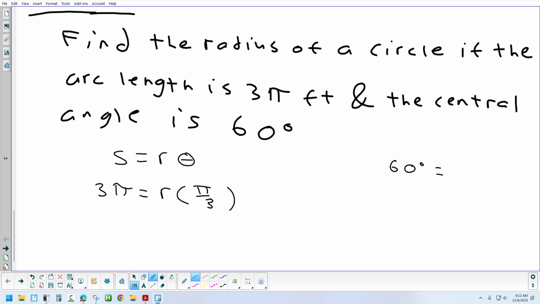Okay. All right, so now we got to get R by itself. How about, Layla, how can I get R by itself there? You would multiply that by its reciprocal. Yep, and what's the reciprocal? 3 over pi. Yep, perfect. So multiply each side by 3 over pi. Pi's cancel.